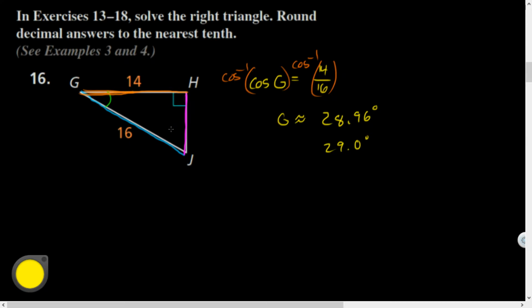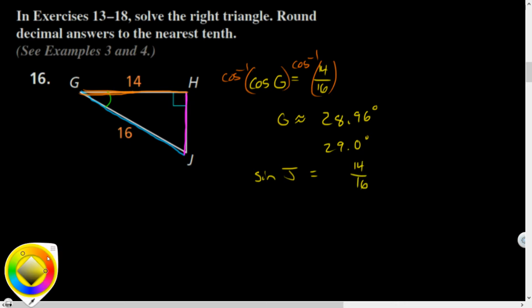So if you wanted to do a ratio in terms of sine, that would have been from angle J's perspective. So sine of J would have been 14/16, and the sine inverse would have given you angle J. Let's actually just write that for fun, although once you know one angle, you can find the other, knowing that those two are going to be complements of each other. So sine of J is equal to the same 14/16.